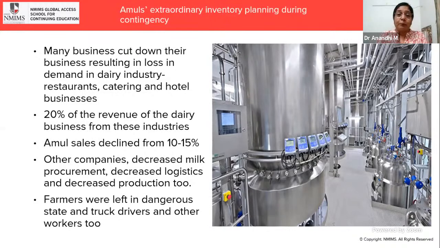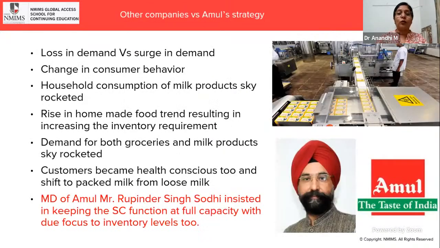So that process has to happen, but farmers didn't have any alternative to get the milk from the cow to the processing units or to the cooperative societies. So that also was considered by Amul. So what Amul did, or how Amul planned, was loss in demand versus surge in demand. Loss in demand from the restaurant business, but surge in demand is going to happen from the consumer's household business. So that was the change in consumer behavior.